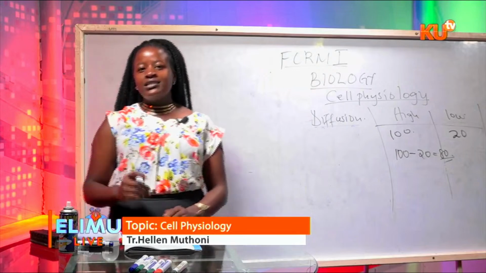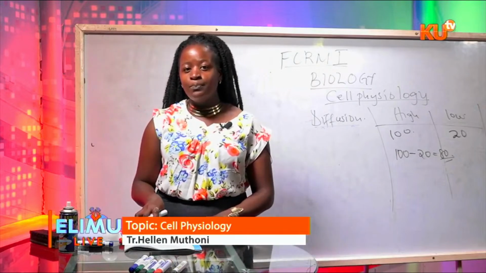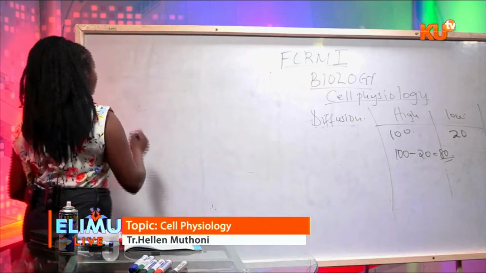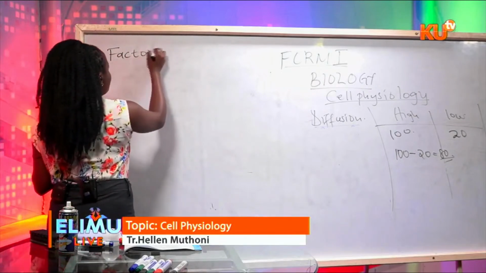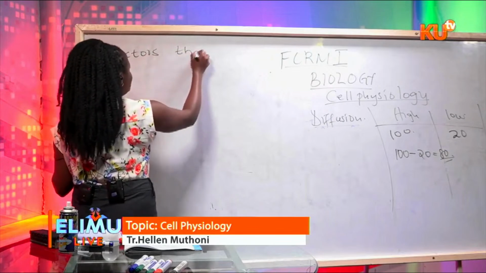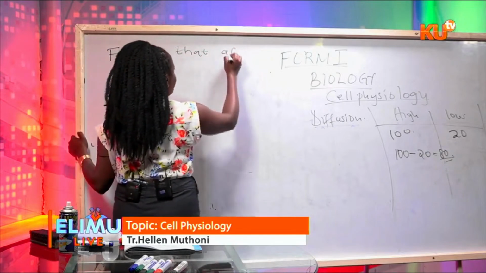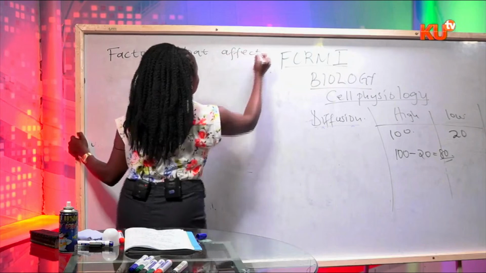Now these factors are 7 in number, and there's an acronym that you can use to remember these factors that affect diffusion.